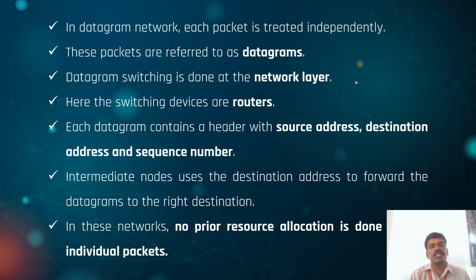Datagram switching is done at the network layer. Here the switching devices are routers. Each datagram contains a header with source address, destination address and sequence number. Intermediate nodes use the destination address to forward the datagrams to the right destination. In these networks, no prior resource allocation is to be done for the individual packets.